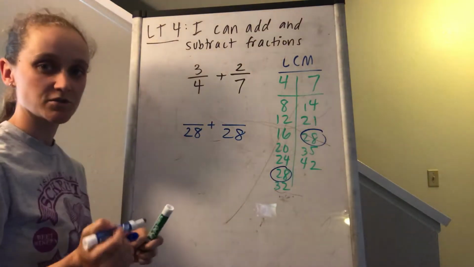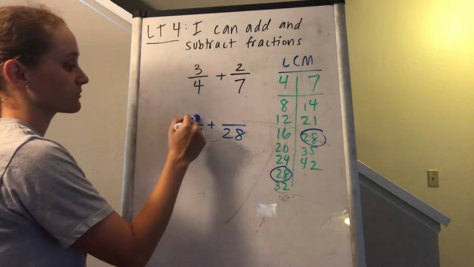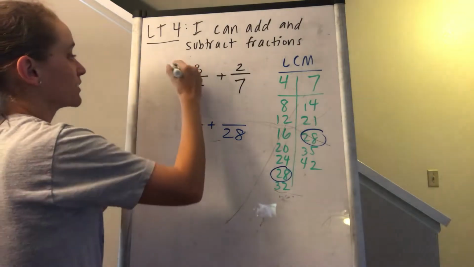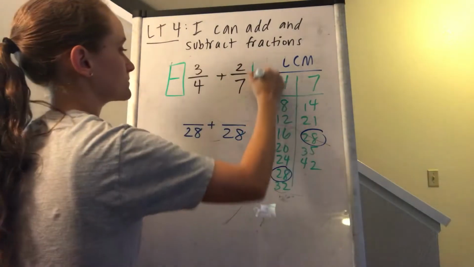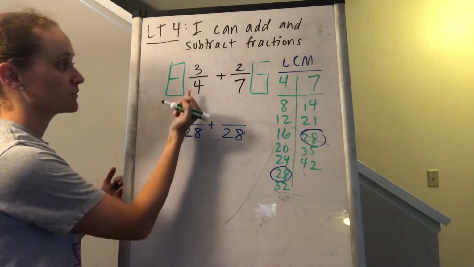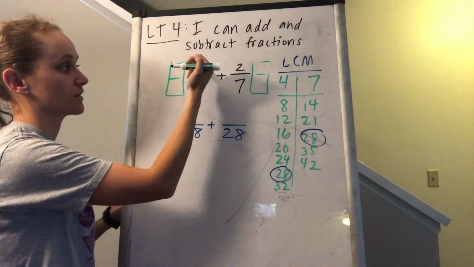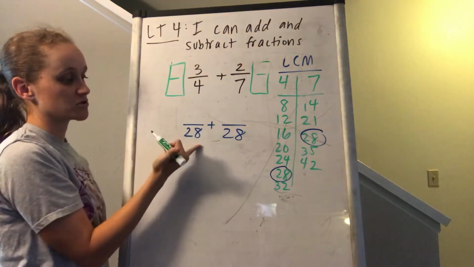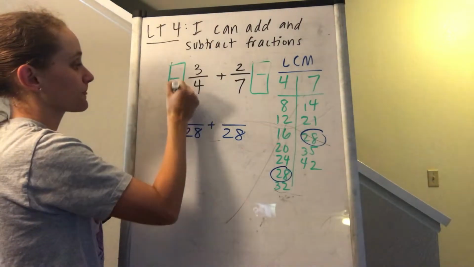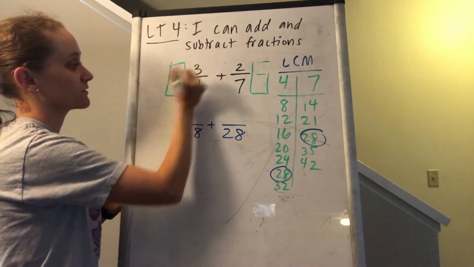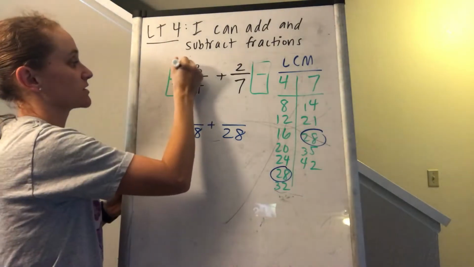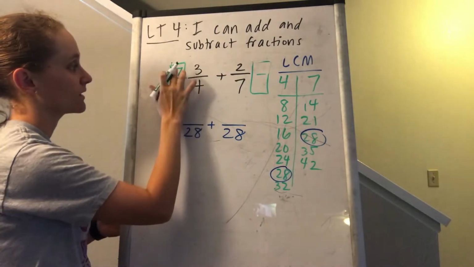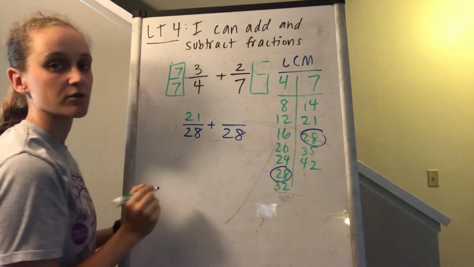Alright, so now my job is to figure out what should the numerator be so these two are equivalent fractions. So remember, I'm going to use my giant 1 for this, because whatever I multiply the bottom by, I have to do the same thing for the numerator. So here, 4 times what is 28, and that's going to be 7. So if I multiply by 7 on the bottom, I have to multiply by 7 on top as well. So we have 7 times 4 is 28, and 7 times 3 is 21.